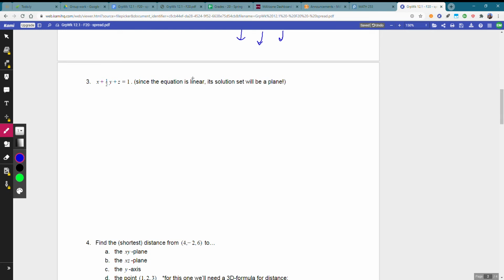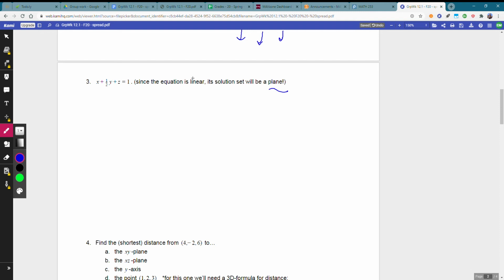Our next equation is x plus 1/2 y plus z equals 1. And so here we're given the hint that since the equation's linear, its solution will be a plane. Well, then this, of course, begs the question, well, how do we get a picture of a plane?